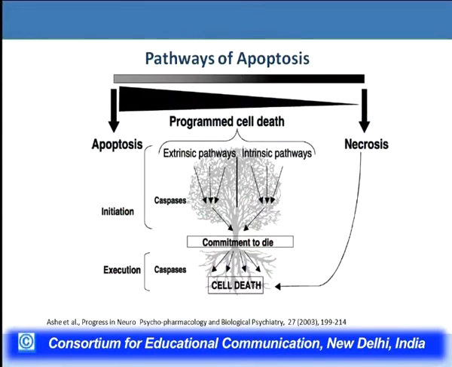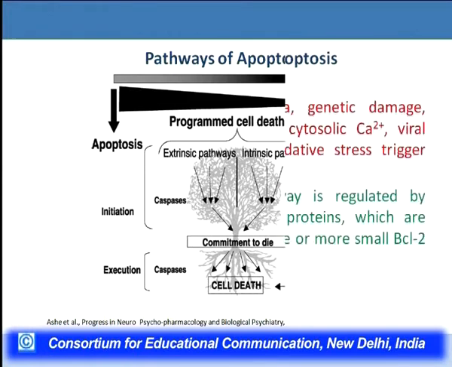Now, this particular panel shows that necrosis occurs without any regulation, whereas apoptosis occurs with regulation, and there are two types of pathway which are followed, the extrinsic pathway and the intrinsic pathway. Both require the presence of caspases. Caspases are initiated, and this leads to execution, that is death of the cell. Again, it is carried out by another set of caspases.